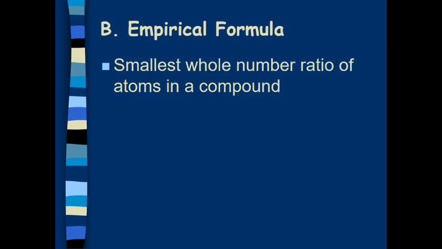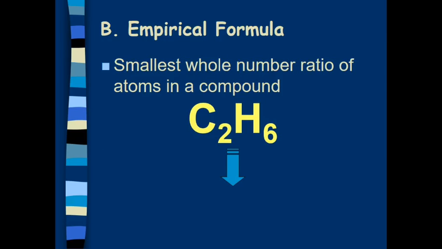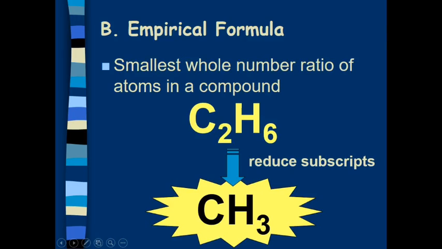An empirical formula is the smallest whole number ratio of atoms in a compound. So for example, C2H6 is ethane. This is a compound whose subscripts can be reduced, and if you reduce those to lower whole numbers, you end up with CH3. The thing about empirical formulas is that sometimes they are true compounds, oftentimes they are not true compounds.